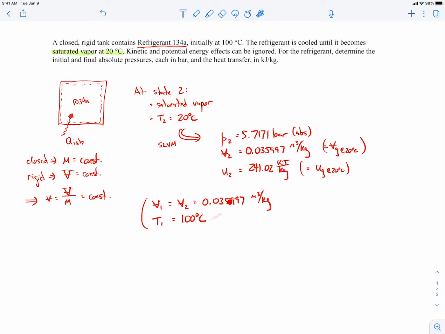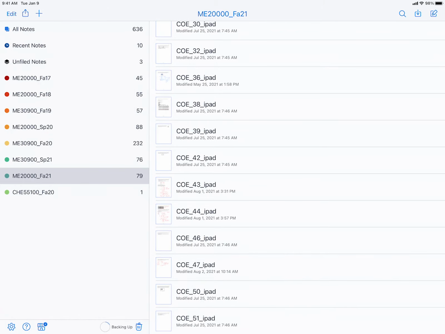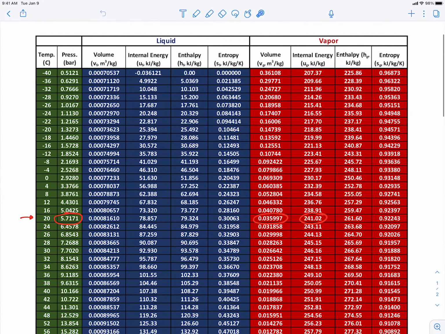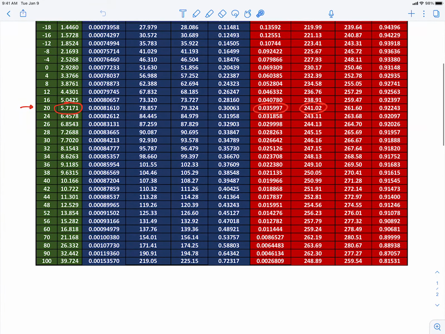So we have to remember these numbers. Okay, so let's go back to that table. Here we are, and we're dealing with 100 degrees C now. So we're down here, and here's the specific volume for the saturated liquid state. Here's the specific volume for the saturated vapor state. And our specific volume for state 1, we said, was 0.035997 cubic meters per kilogram.